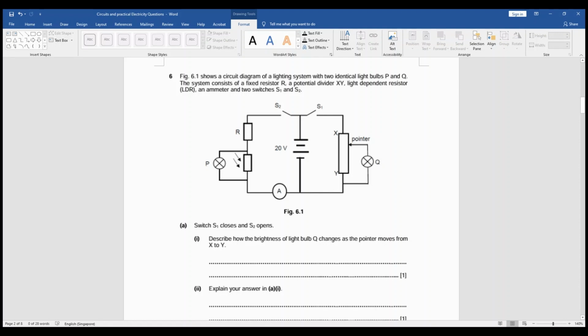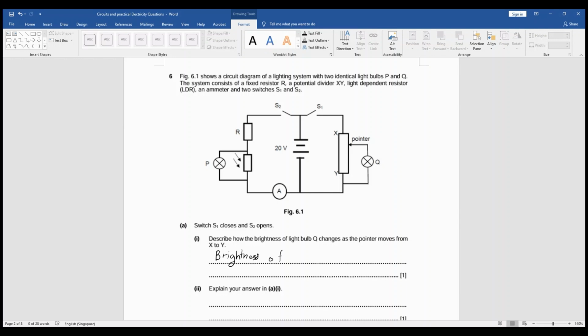Because as it moves from X to Y, the resistance increases. When the resistance increases, the brightness will decrease. Explain your answer. Okay, let me just write my answer first, because I don't want to type. Brightness of bulb Q decreases.